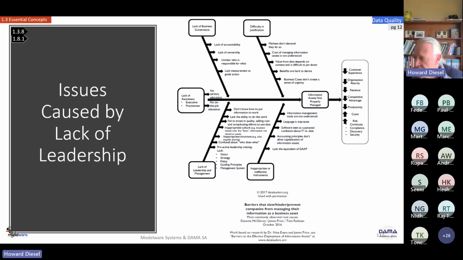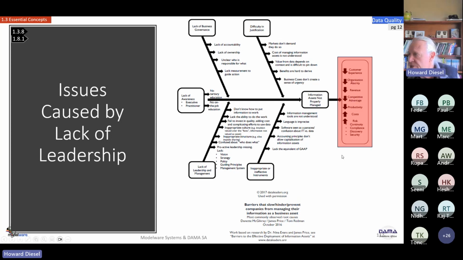This is a nice one that Danette McGilvray, Tom Redman, and James Price did in 2016, where they did an Ishikawa diagram on why are we battling to manage our assets? What is the root cause analysis? Okay. Now I like this, and I keep saying to people, can't you see how amazing this is in terms of on one page, you can see all the challenges, a very helpful way of communicating.